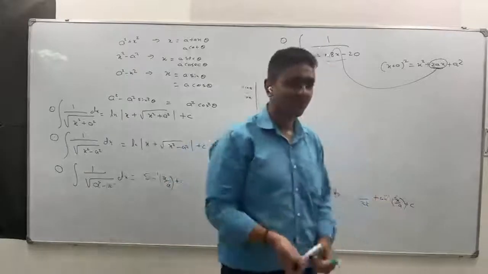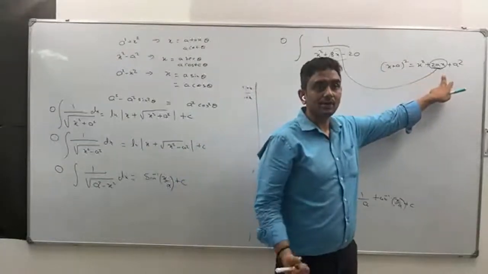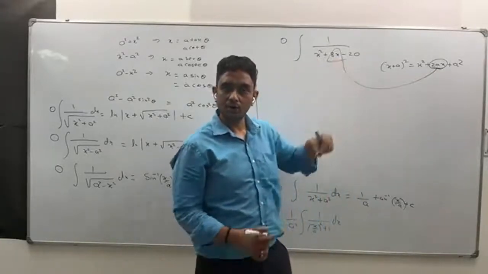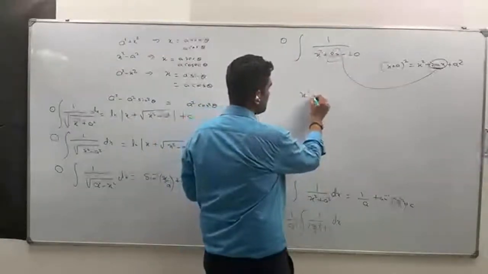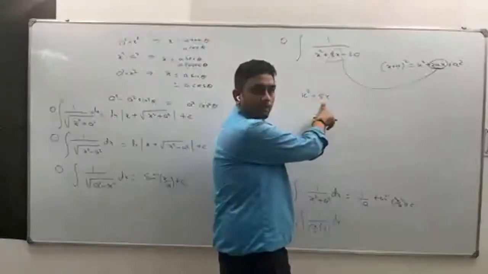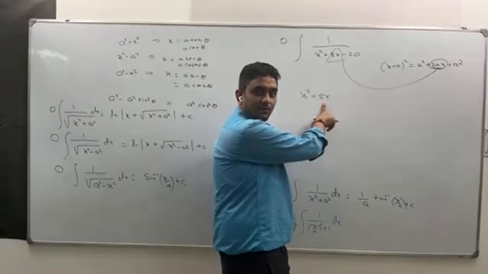Okay, good. So this is what you do. You always compare the linear term with 2ax. So the linear term coefficient should be 2a, right? So what you do is you write it like this: x square plus 8x. If this is 2a, what will be a? 4, not 4x, 4. A will be 4.